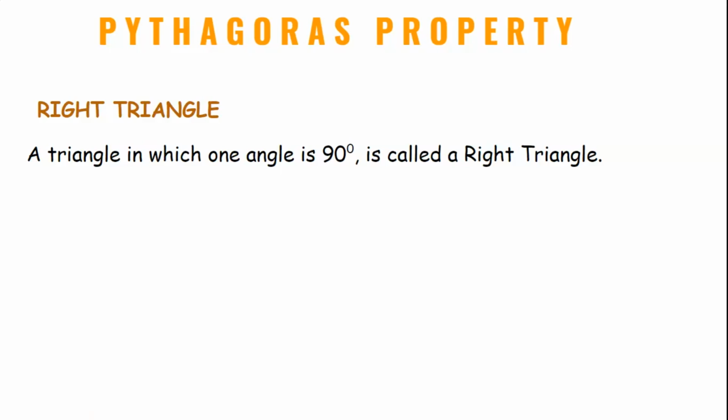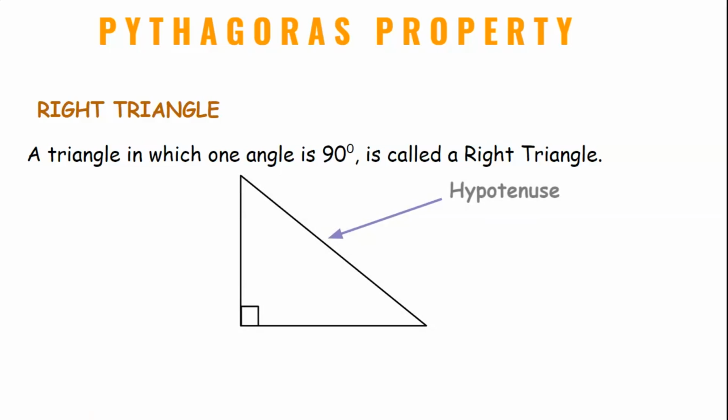In this triangle, the side opposite to the right angle is called the hypotenuse, and the sides which contain the right angle in between are called the legs of the triangle. Here, the hypotenuse is the longest side of the right triangle.